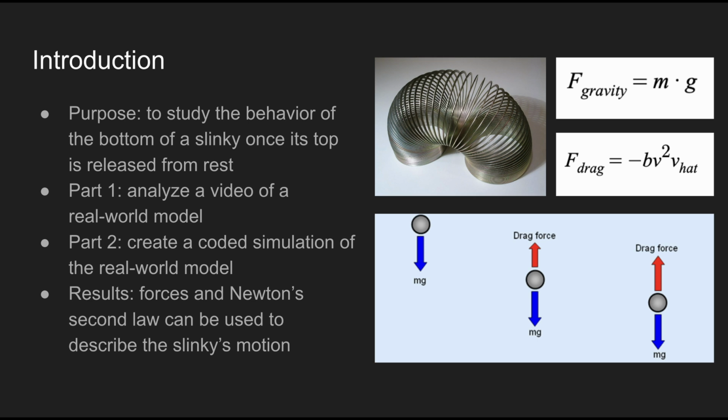The purpose of this lab is to study the behavior of the bottom of an extended slinky once its top is dropped from rest. To do so, I use concepts of forces and Newton's second law. In the experiment, gravity, tension, and drag all had effects on the slinky. In the case of this lab, drag is a resistance force on the falling object represented by the formula -b times velocity squared in the direction of velocity.